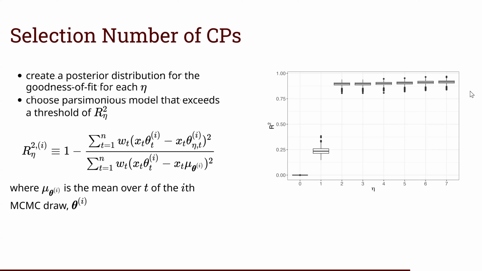So you can calculate this across your entire set. We get these box plots because we have our MCMC samples. So we project every sample to that lower space, we calculate this, and then we get a box plot, and then you can use this to choose the most parsimonious model that exceeds some goodness of fit. So for this simulated example, it jumps up at 2 and then it flattens off. So 2 change points would be the most parsimonious model supported here.